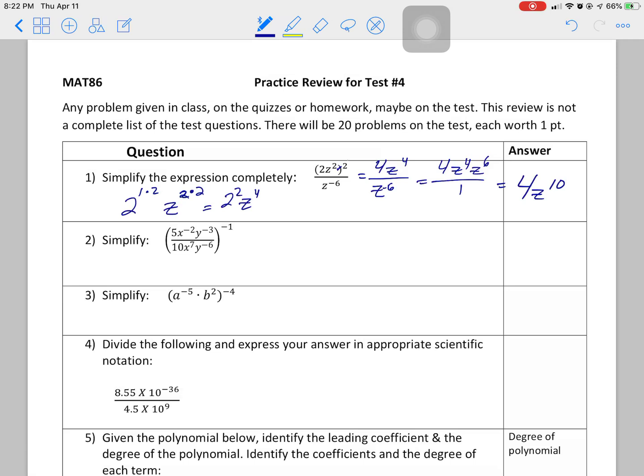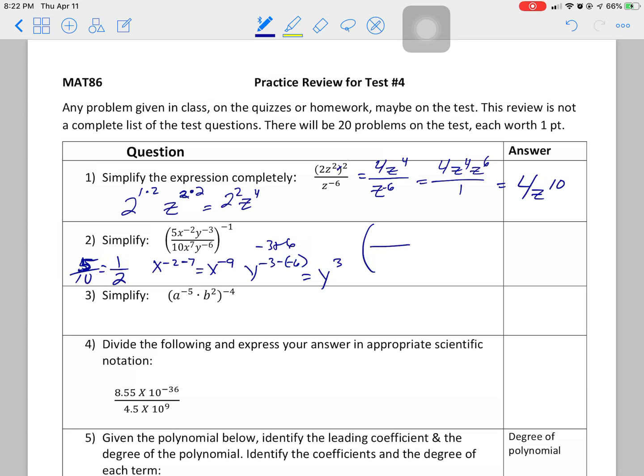All right. Oh, look at this one. Lots of stuff in the parentheses, so let's do that first. 5 over 10, 5 over 10 equals 1 over 2. X to the negative 2 minus 7 equals x to the minus 9. Y to the minus 3 minus a minus 6, goodness, equals y to the positive 3. All right, so let's put that back together.